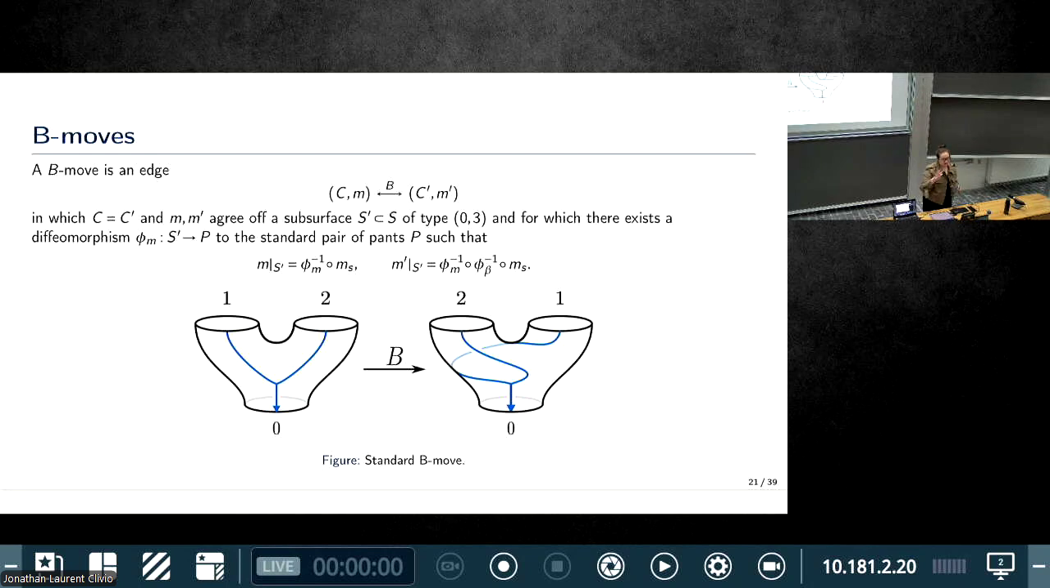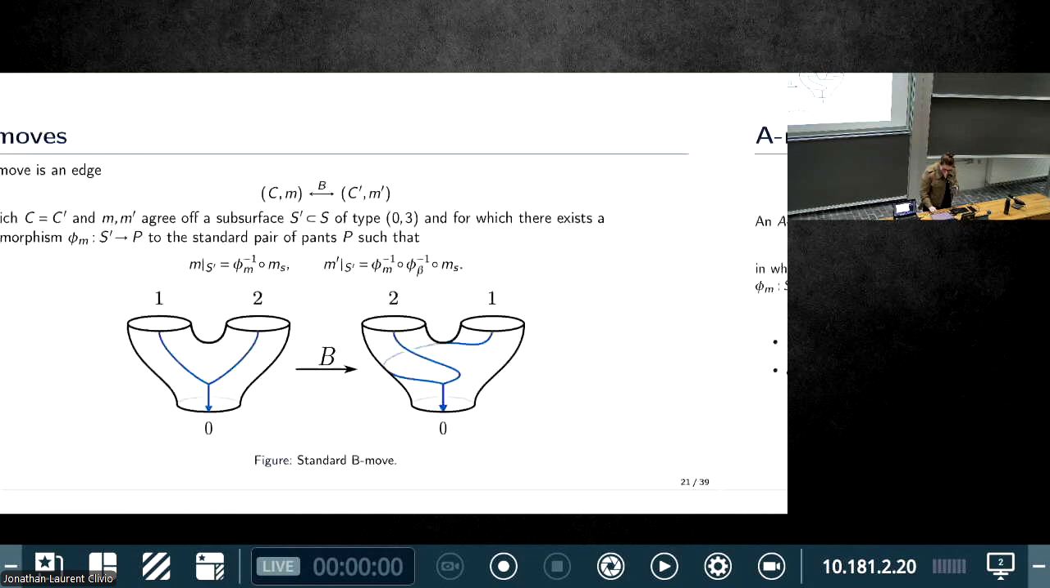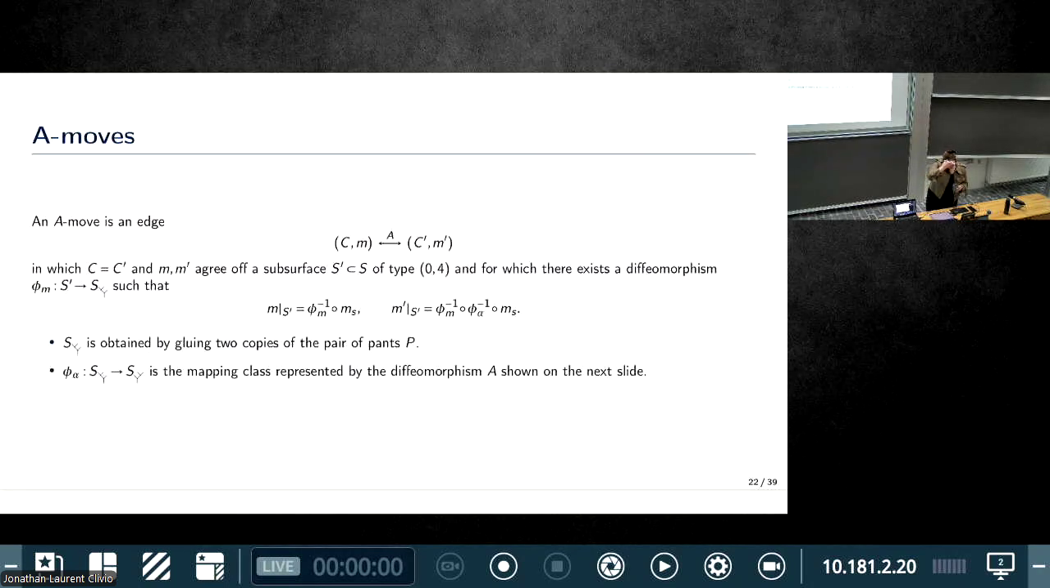They don't have A moves, S moves. So keeping these, you can think about it as just changing the labels on the boundaries, but we want to keep track of the full twist or the half twist. Right? And then A moves.